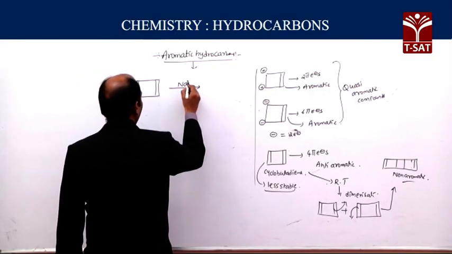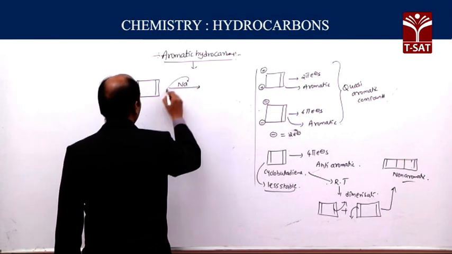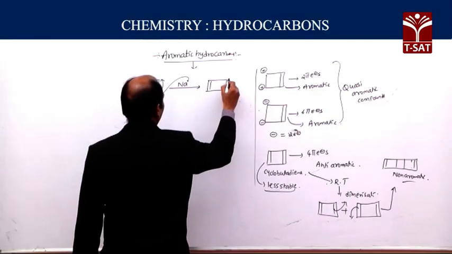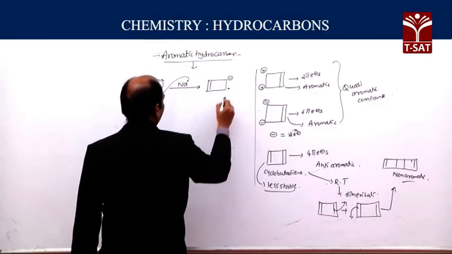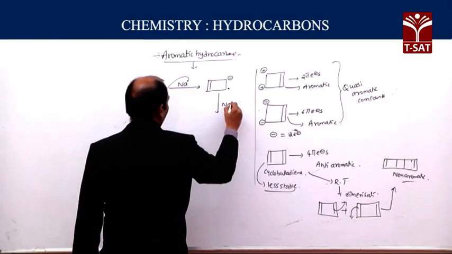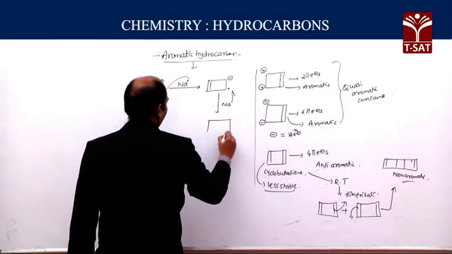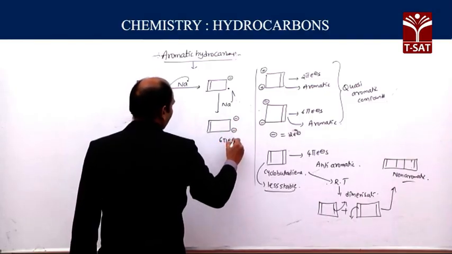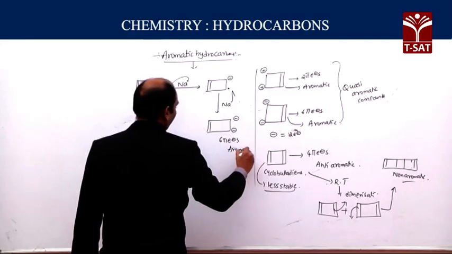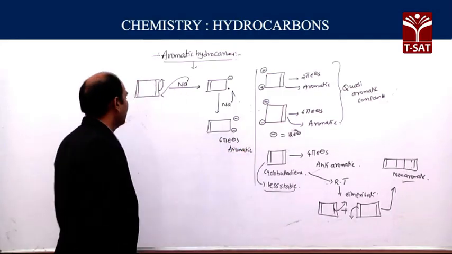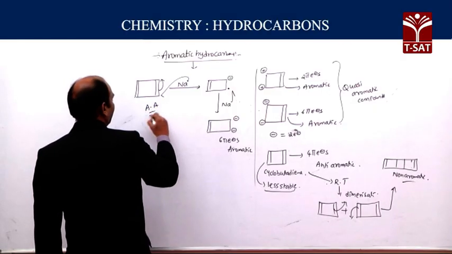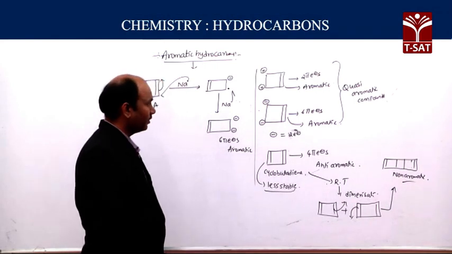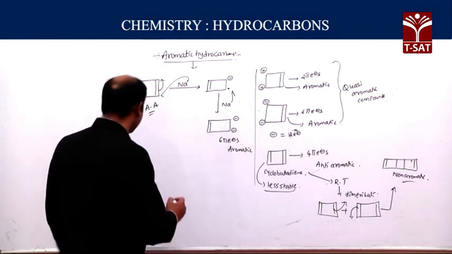What happens? Sodium, an active metal, gives an electron, and the pi electrons migrate. So we get a double bond, a negative charge, and an electron. Again sodium gives one more electron. Here we get a double bond and a negative charge, totally 6 pi electrons. 6 pi electrons means this is an aromatic compound. This anti-aromatic compound is converted into an aromatic compound. Otherwise, anti-aromatic compounds undergo dimerization and are converted into non-aromatic compounds.